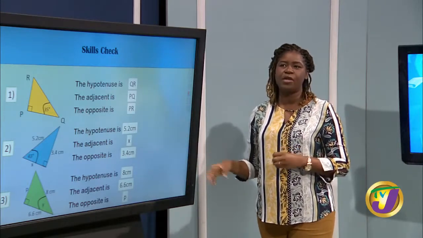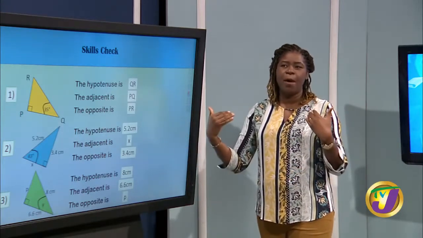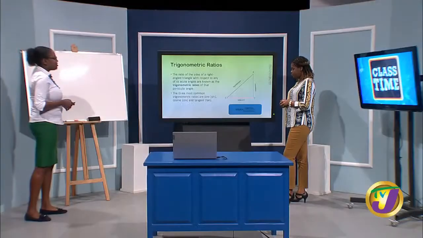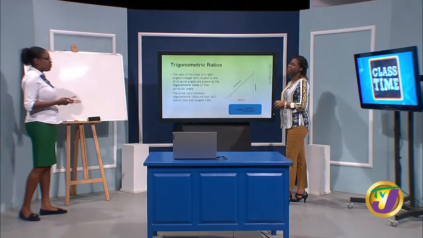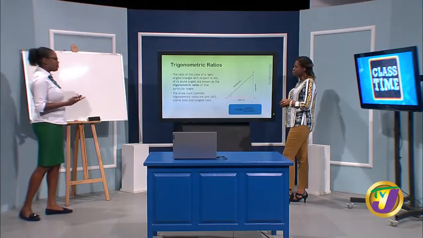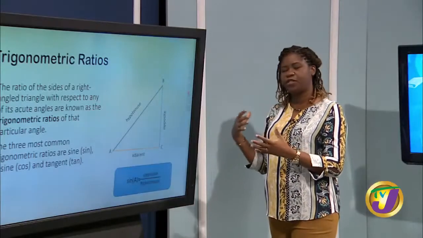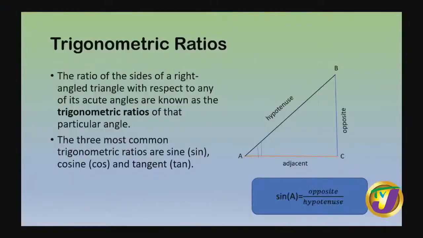Awesome. So once you're able to name the sides of the right triangle in relation to the angle that we're talking about, then we'll be able to choose the trigonometric ratio. We just spoke about the trig ratios, so what exactly are these trig ratios? These are functions of an angle that compare two sides, the ratio of the sides of a right angle triangle with respect to any acute angles. These are acute angles: apart from the right angle, the other two angles would be less than 90 degrees.